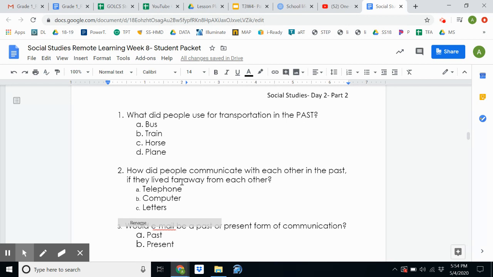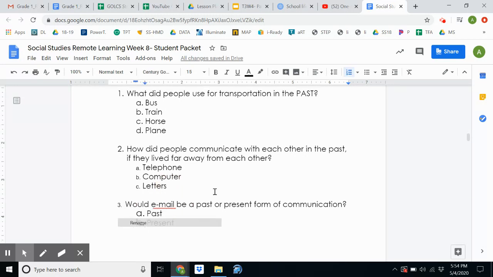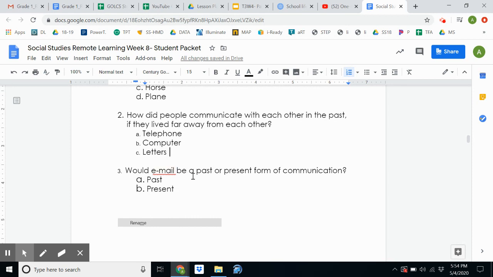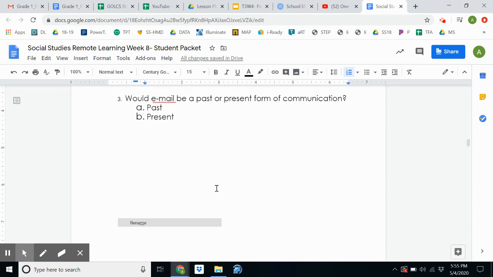Not really, because most people didn't have it. And a computer, definitely not. They did not have computers yet. And they did have letters, so that was a way they communicated. Would email be a past or present form of communication? So would somebody a long time ago be able to send an email to communicate? Nope, so that would definitely be a present type of communication.